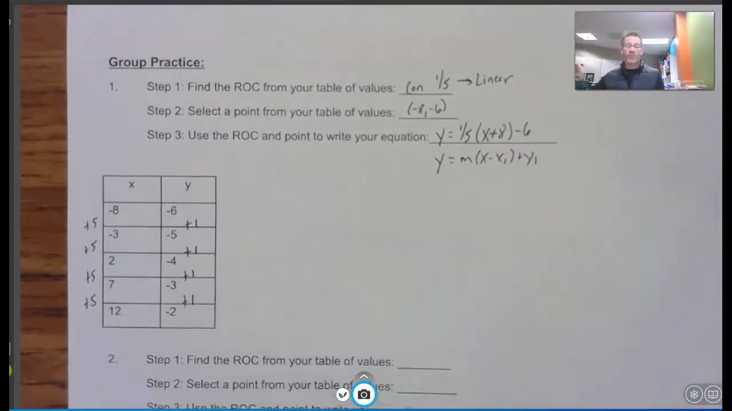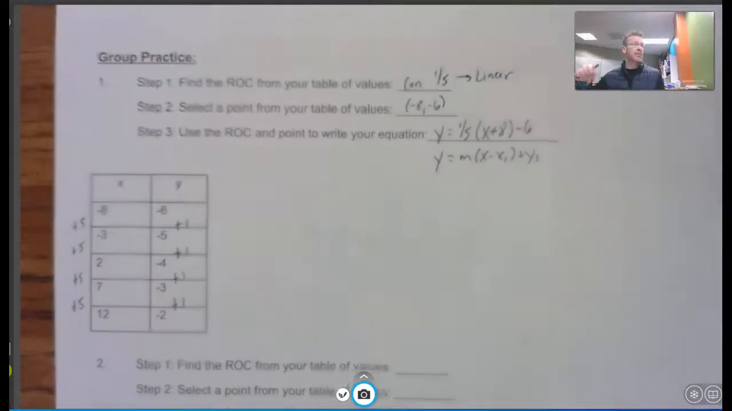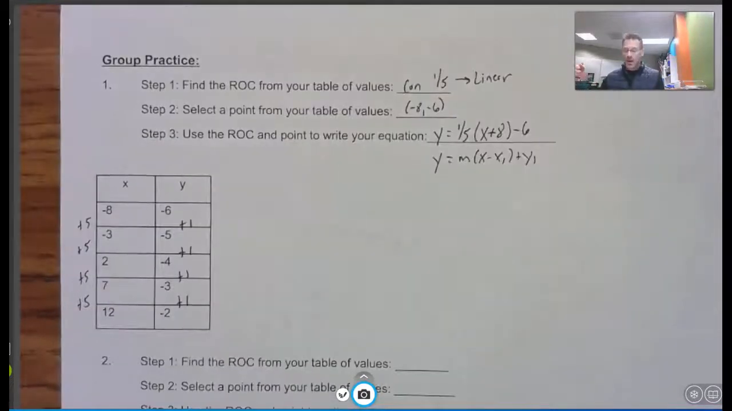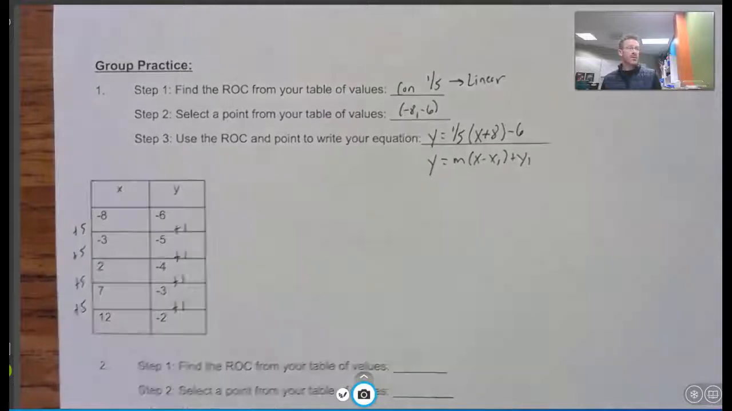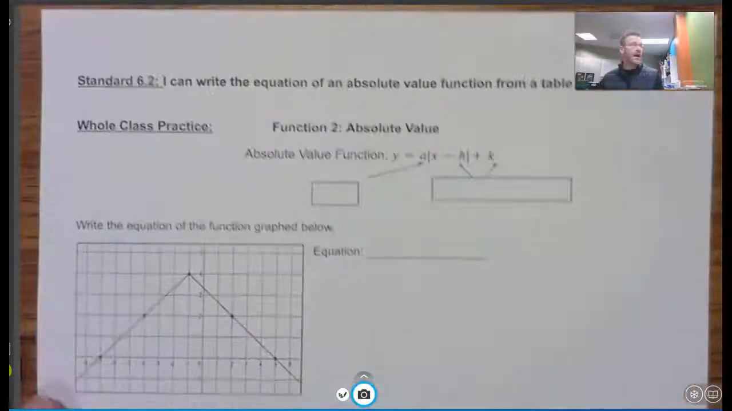All right, what every one of those should have is the same slope of 1/5. So that is all for that part. Now let's flip to the next page, and let's do a little bit of work with absolute value.